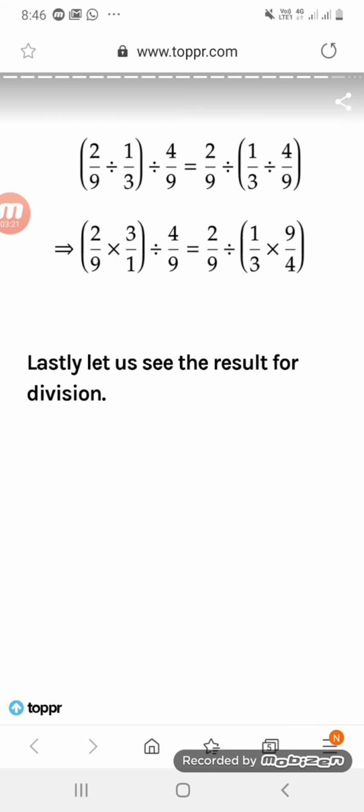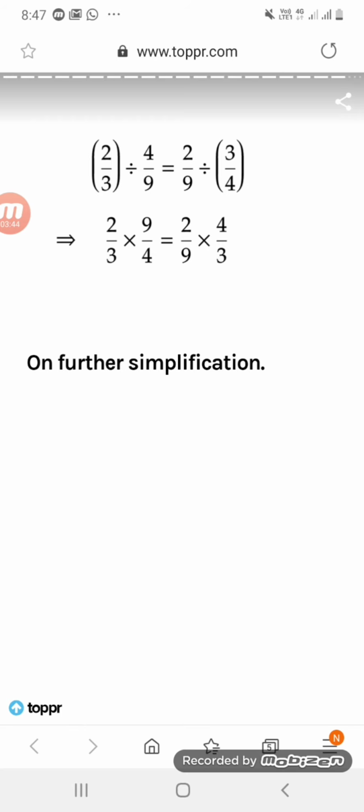So (2 by 9 divided by 1 by 3) divided by 4 by 9 is compared with 2 by 9 divided by (1 by 3 divided by 4 by 9). We have to take the reciprocals: 2 by 9 into 3 by 1, divided by 4 by 9. The same way, 2 by 9 divided by 1 by 3 into 9 by 4. So what do you get? In the first set we get 2 by 3 divided by 4 by 9. In the second part, 2 by 9 divided by 3 by 4.